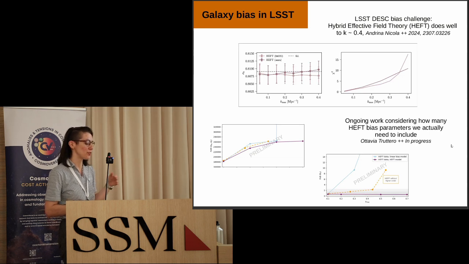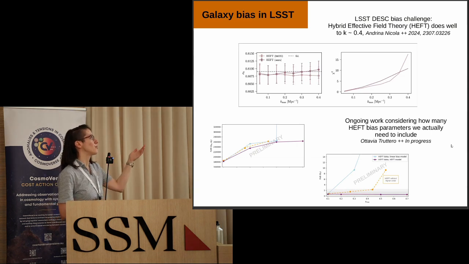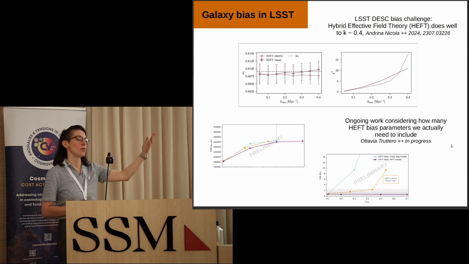Moving into some perturbative galaxy bias models in stage 3, we're looking at hybrid perturbation theory, effective field theory type models. What was found was that HEFT, hybrid effective field theory, seems to perform well up to about k of 0.4 megaparsecs by h, which is great. But we also need to understand the trade-off between including the full set of HEFT parameters versus whether we can get away with a few less and maintain some more precision.